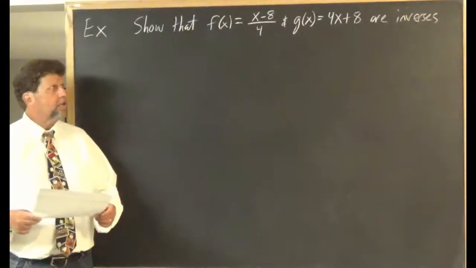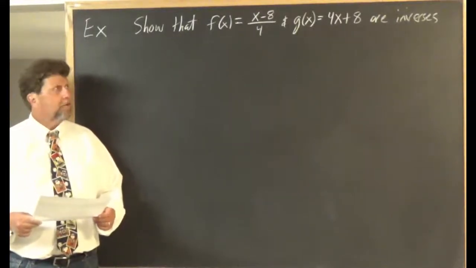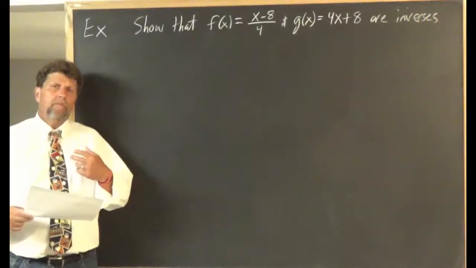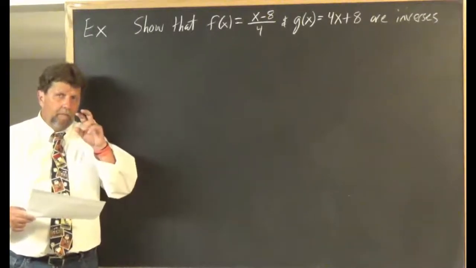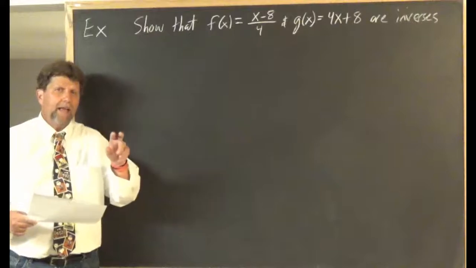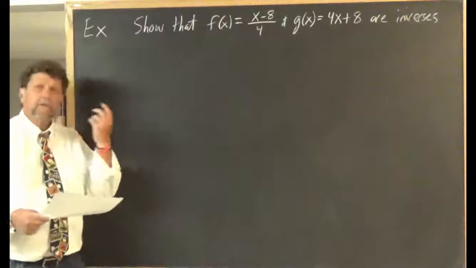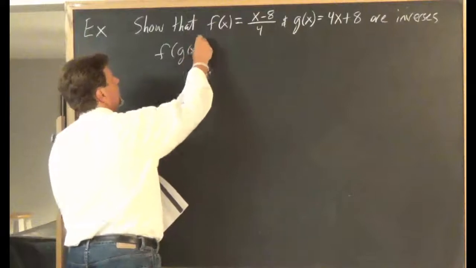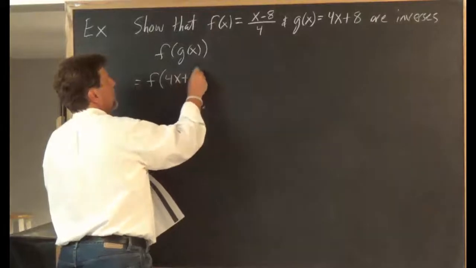Hey folks, in this example we're asked to show that the functions f of x equals x minus 8 over 4 and g of x equals 4x plus 8 are inverses of each other. So we need to find compositions in order to make sure that that is true. So remember, if f of g of x equals x and g of f of x equals x, then we know they are inverses of each other. So let's start off by finding f of g of x. Well, that would be f of 4x plus 8.